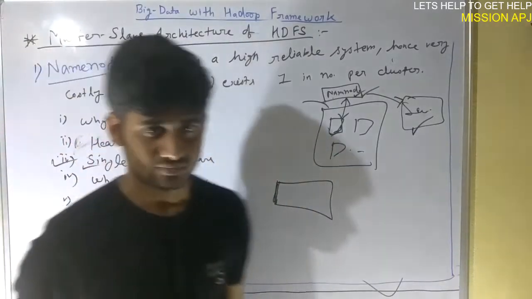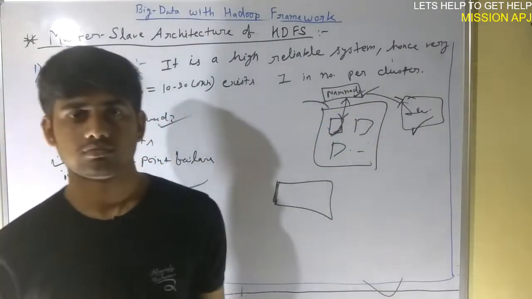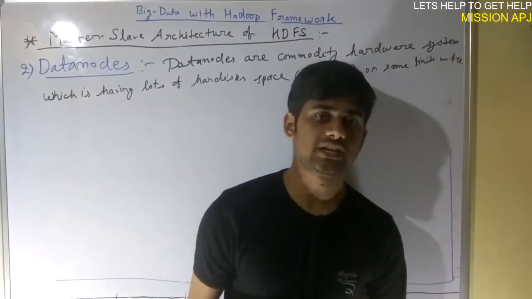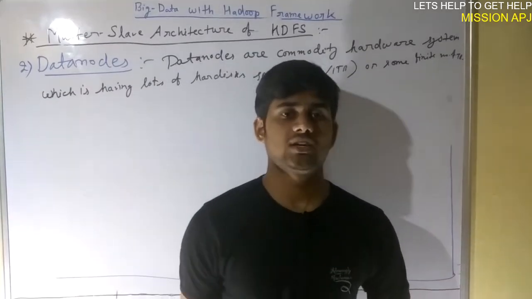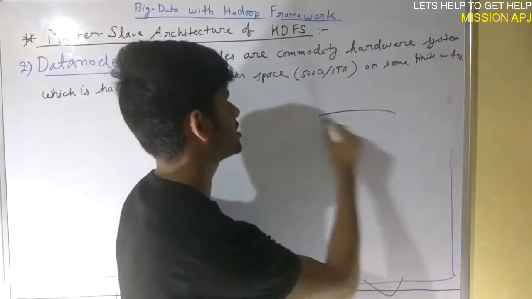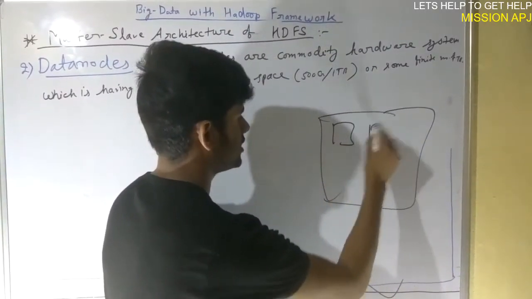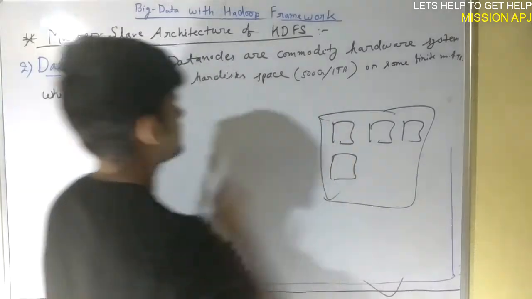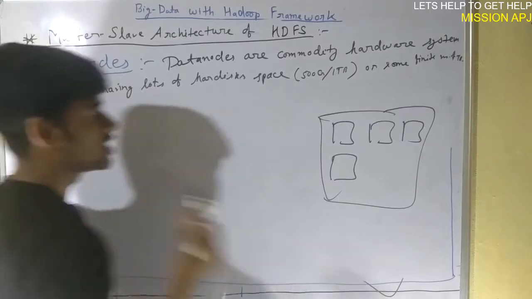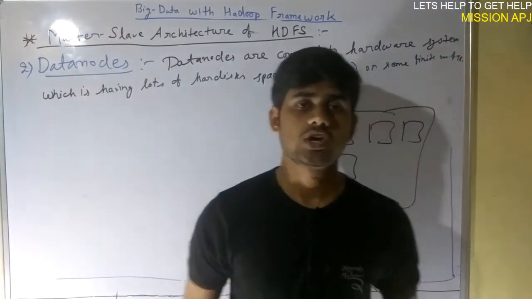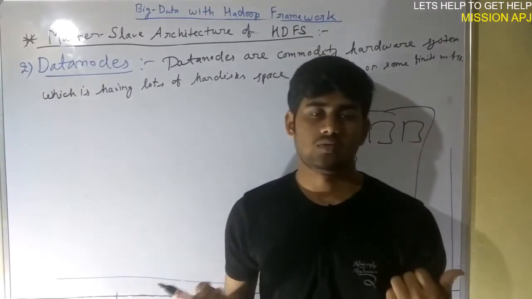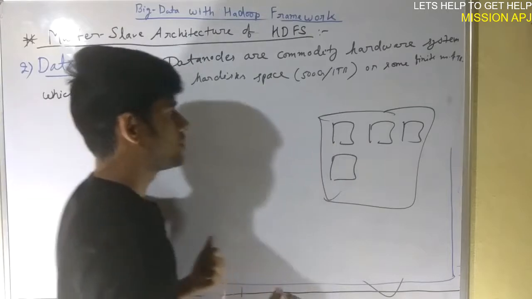Okay, now we will understand the other components. Let us understand the second component, that is the data node. Now what is a data node? Data nodes are a number of nodes in a single cluster. In a single cluster, as we have already seen, there are lots of data nodes available, which are nothing but commodity hardware. Why commodity hardware? We have already discussed that commodity hardware is used so that the Hadoop system can be made very cheap.